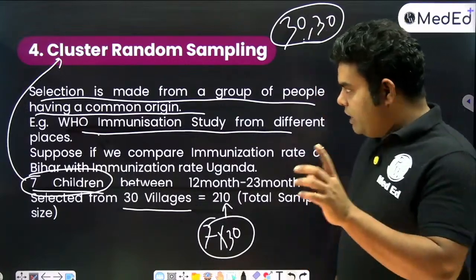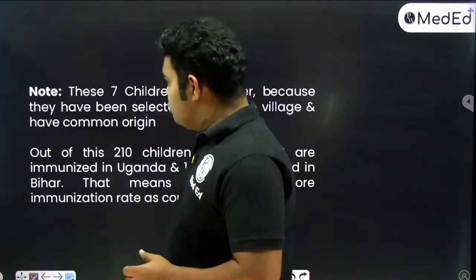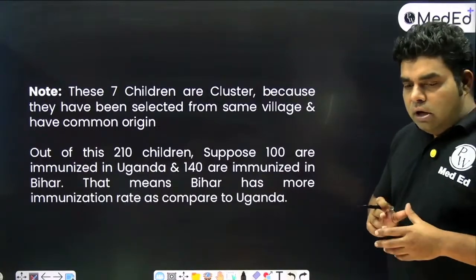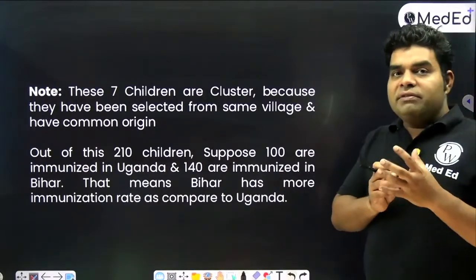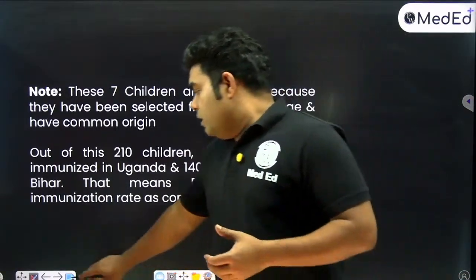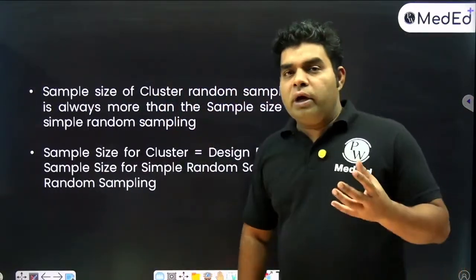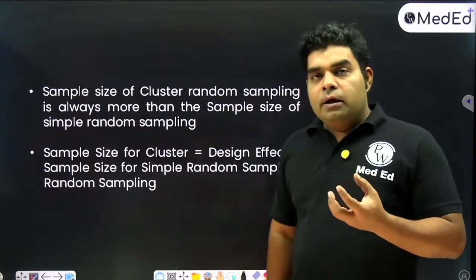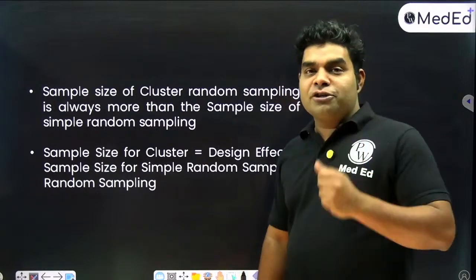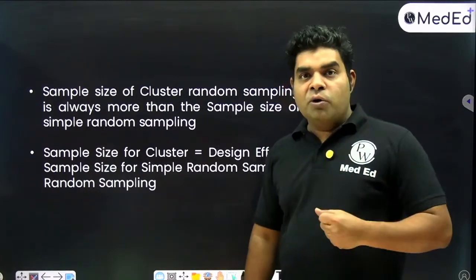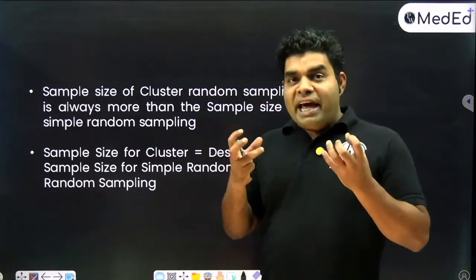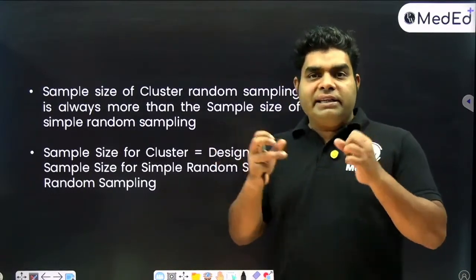But there is one more thing we have to understand: whenever we choose clusters, these clusters are people with common origins, so they have less variation. मैं कहना क्या चाह रहा हूं कि जब हम क्लस्टर लेते हैं तो लोग एक गांव से हैं, एक कॉमन ऑरिजिन से हैं, तो उनमें एक जैसे गुण पाए जाएंगे. जैसे हो सकता है कि सातों के सातों बच्चे इम्यूनाइज्ड हो क्योंकि एक गांव में इम्यूनाइजेशन अच्छा हुआ हो, और दूसरे गांव में जाओ तो सातों के सातों नॉन इम्यूनाइज्ड मिल जाए, तो उनमें वेरिएशन कम होता है, यानी उनके डेटा एक जैसे होते हैं.